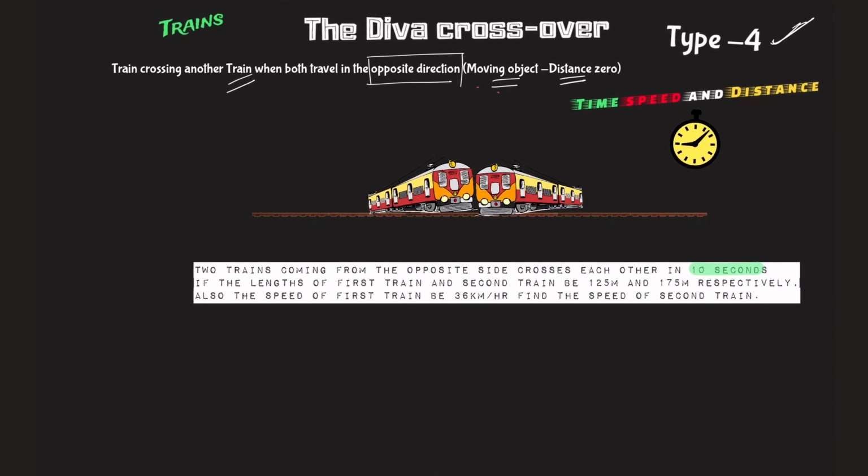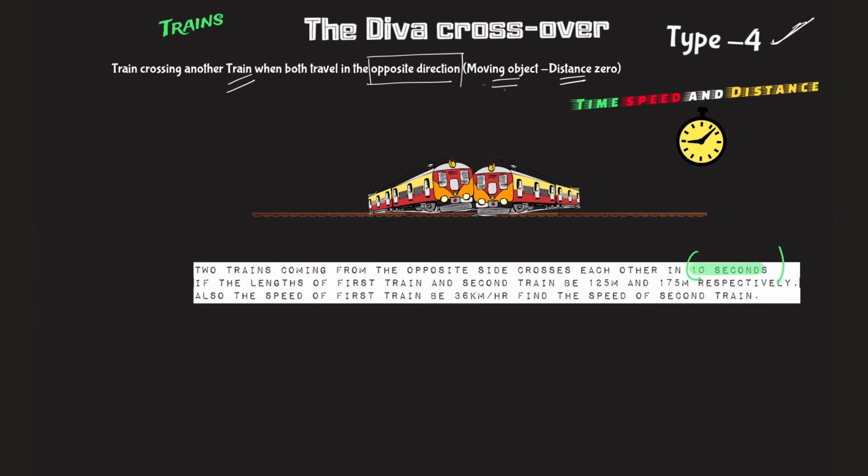Why it's a crossover, now let us understand why it is called that. So when do I start the stopwatch and when will I stop the stopwatch? Two trains coming from the opposite side cross each other in 10 seconds. First, it should be clear in your brain what this 10 seconds is about. So I start the stopwatch when these two trains, the distance between them is 0. That is when I start with the stopwatch.